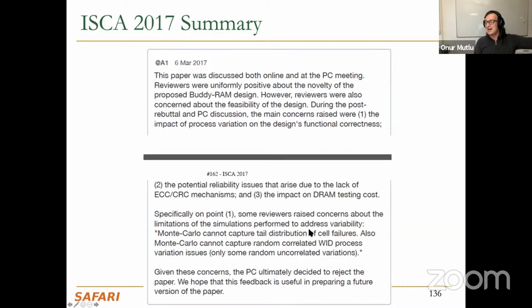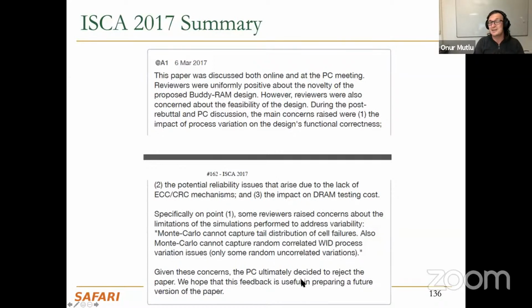You have this big idea that people consider a big idea that has a lot of novelty. That's also acknowledged here. It boils down to simulations that are performed to address variability. Monte Carlo cannot capture tail distribution of cell failures. Also, Monte Carlo cannot capture random correlated failures, etc. And given these huge concerns, the program committee ultimately decided to reject the paper.